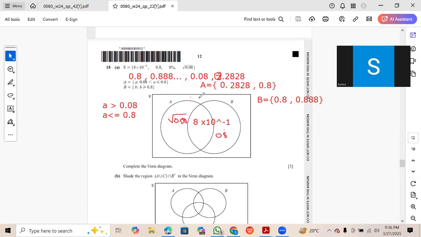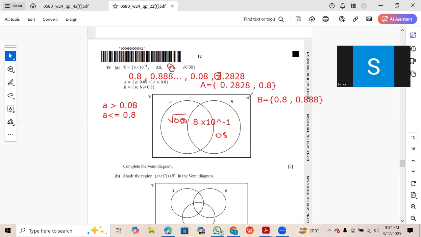8%. So what will we do with this one? This one will go in A, I think. 8% means 0.08. Yes, this is 0.08, so it will go in A. Wait, what do you think? This is not included in A and also not included in B.